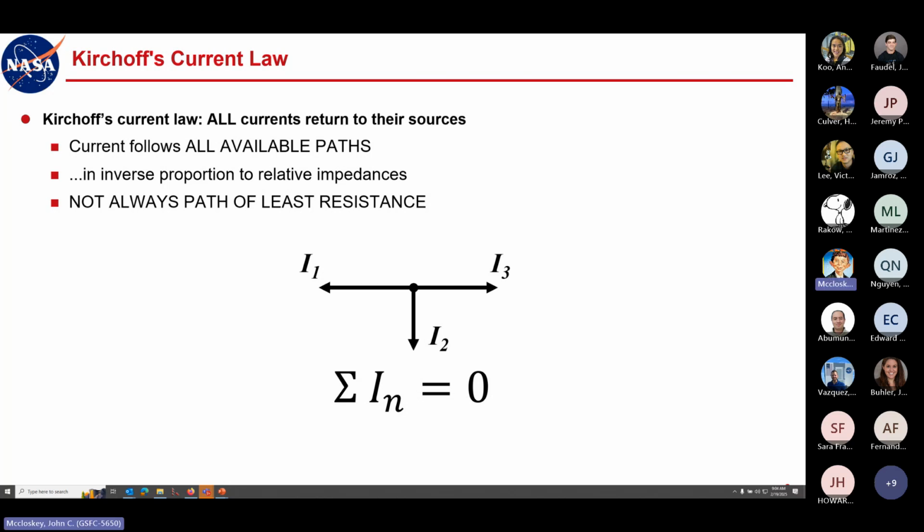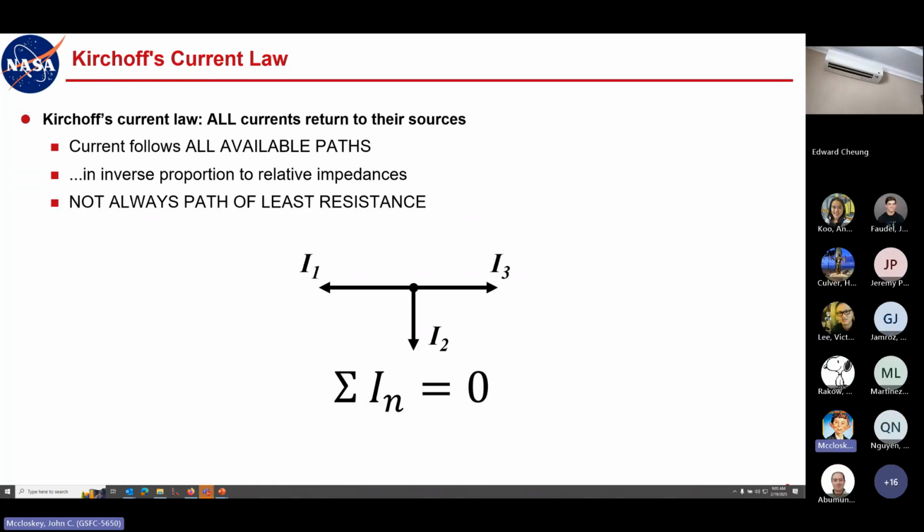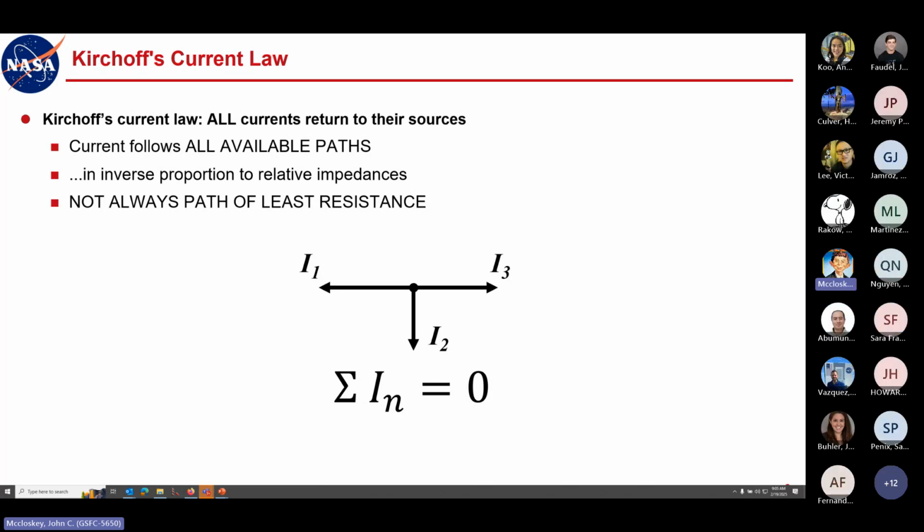And if the 1 amp is the intentional current that you want flowing through that 1 ohm load, whatever it may be, a motor or something like that, that's not your problem. That's the current you want flowing in that load. But that 1 milliamp flowing through some leakage impedance of a kilo ohm might be your bigger problem. So the current is not following the path of least resistance. It's following every available path that it can find.